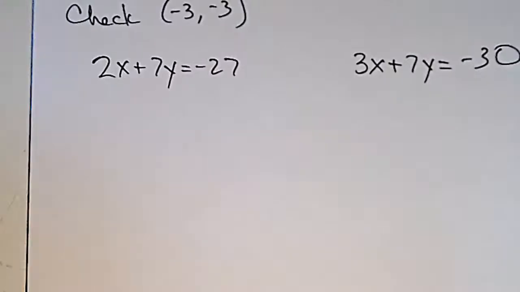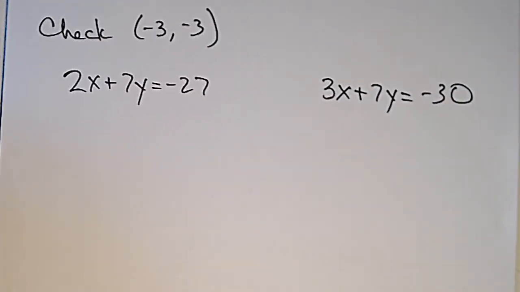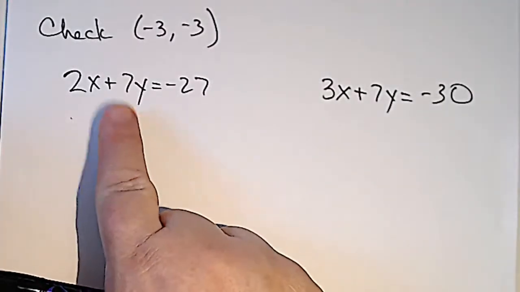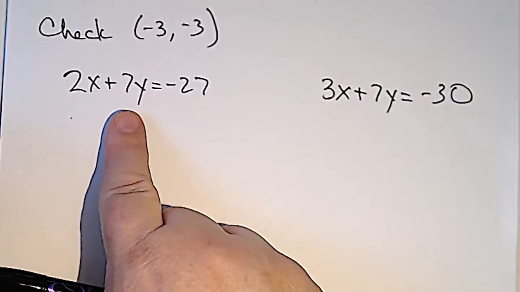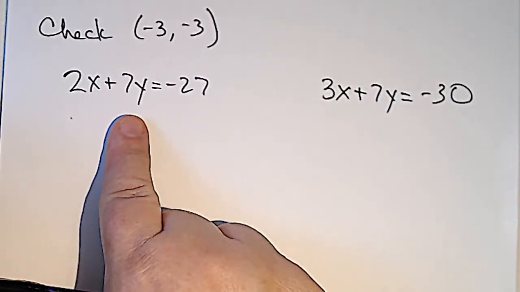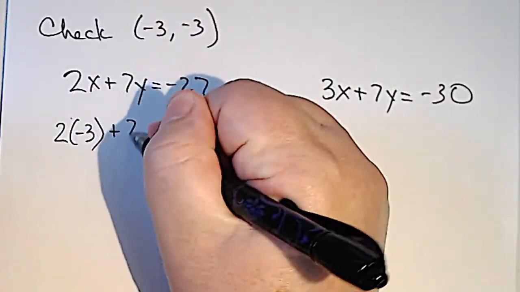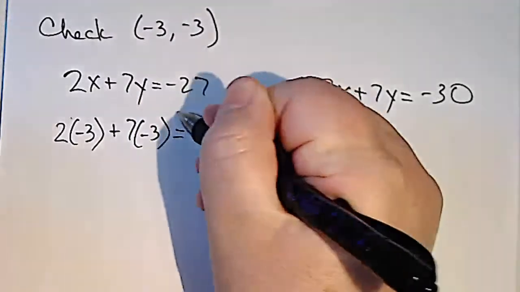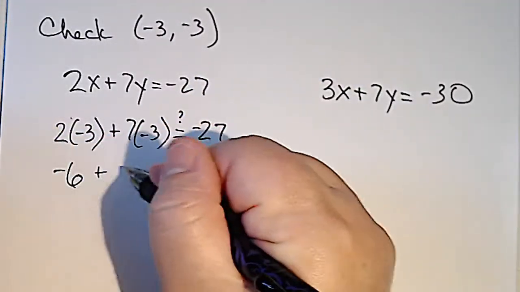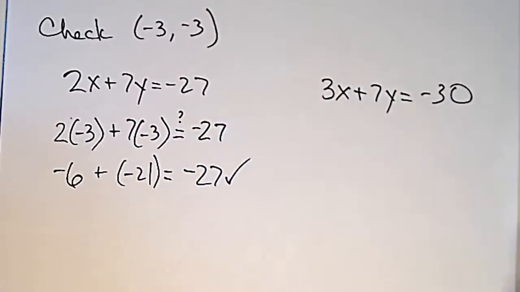So if you remember back here, I used 2x plus 7y equals -27 to find y. So that means on my check, I almost got it perfect. 2x plus 7y equals negative 27. This is the one that's optional. But again, I'm going to say, you know what? It's not going to hurt to do an extra check. So let's do it. 2 times negative 3 plus 7 times negative 3. Does that give me negative 27? Negative 6 plus negative 21. Yeah, that's negative 27.